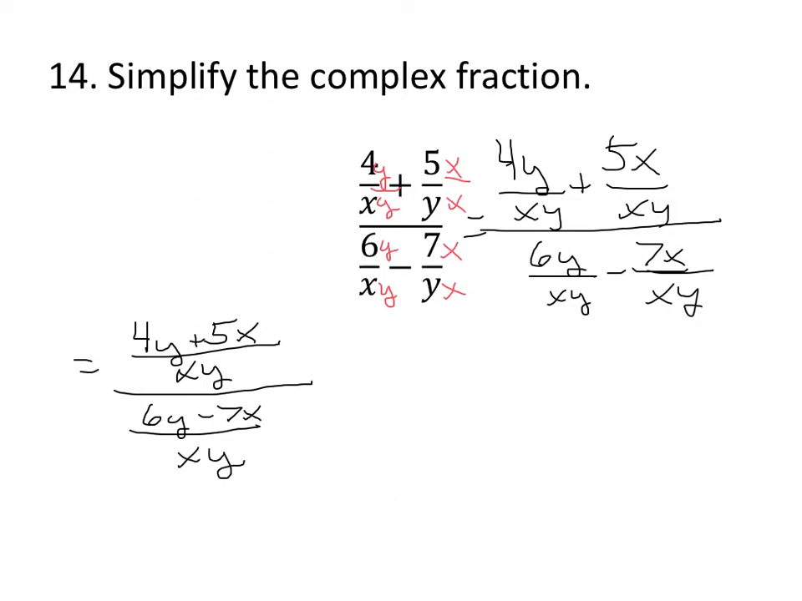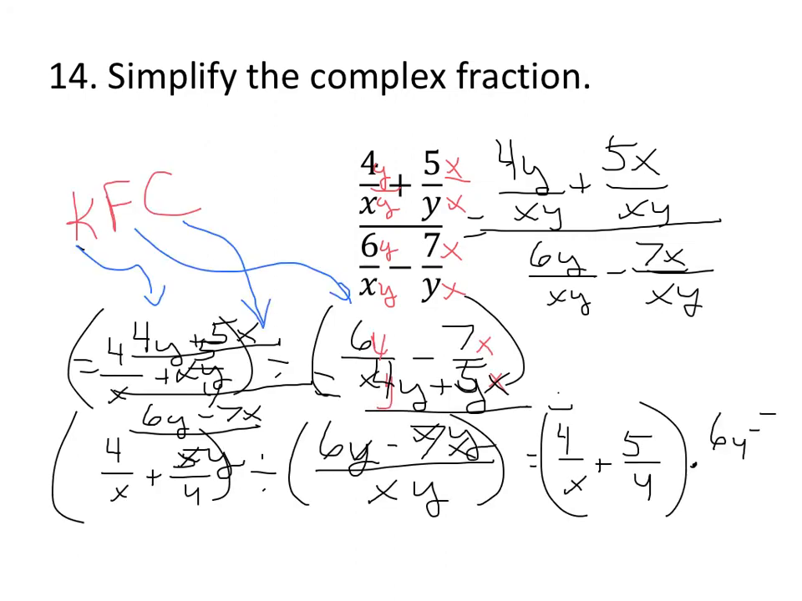Okay, now we have a fraction over a fraction, or a fraction divided by a fraction. And when we're dividing fractions, it's the same thing as any kind of division. We can rewrite this horizontally to be (4y plus 5x) over xy divided by (6y minus 7x) over xy.